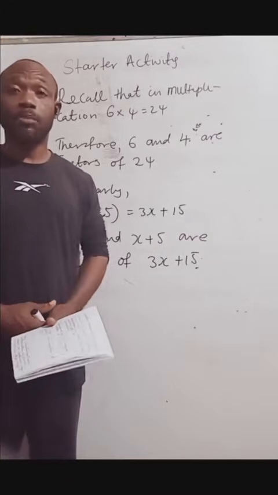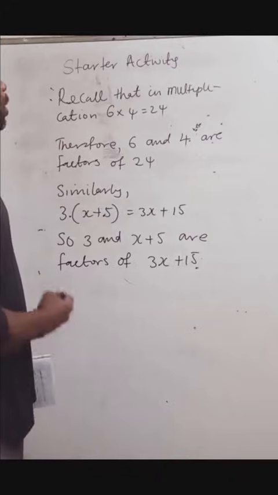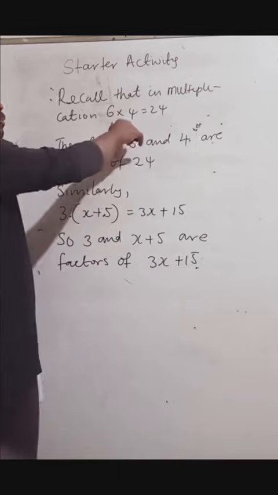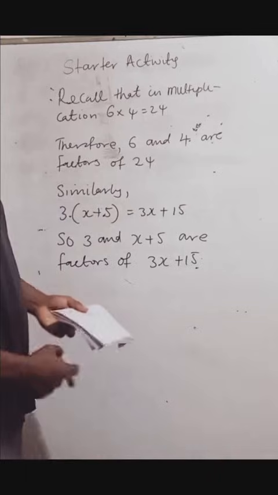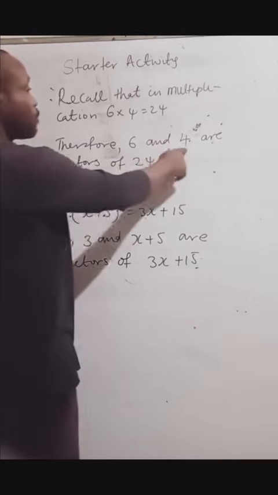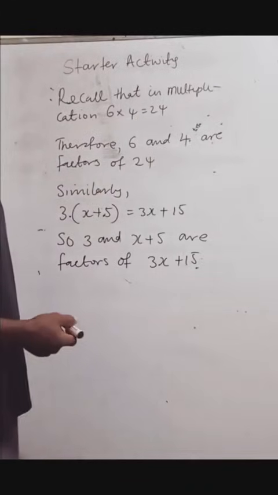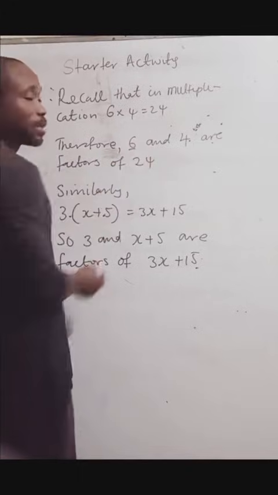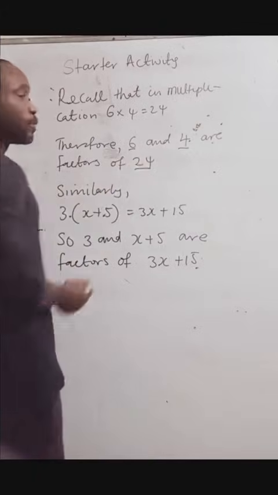Before we go into the lesson proper, let's try our hands on this starter. Recall that in multiplication, 6 multiplied by 4 is equal to 24. Therefore, 6 and 4 are factors of 24. So the number 6 and the number 4 are factors of 24.